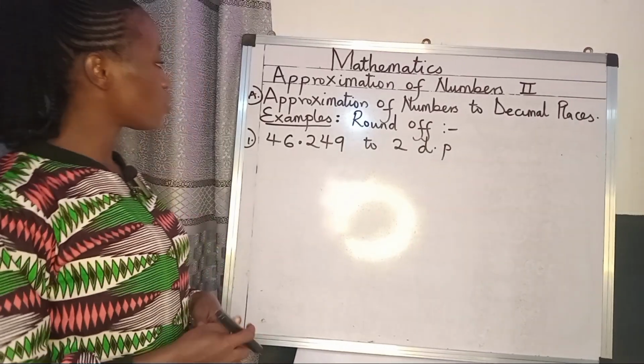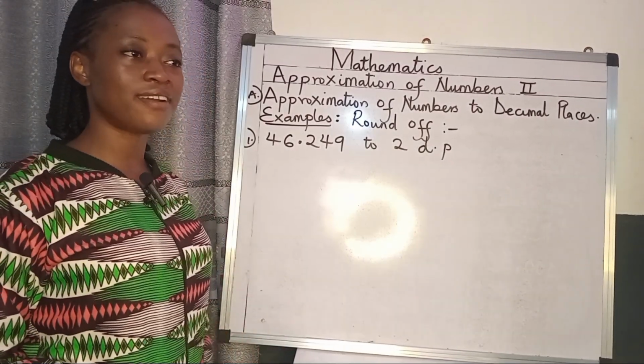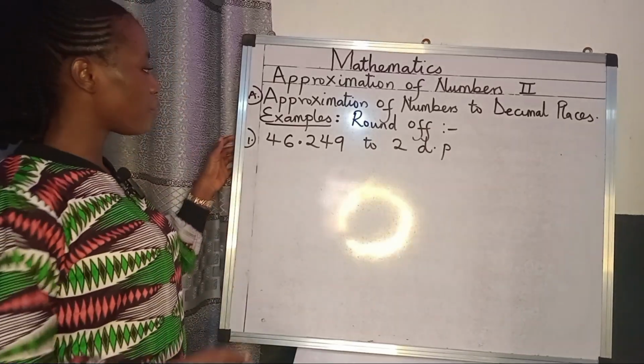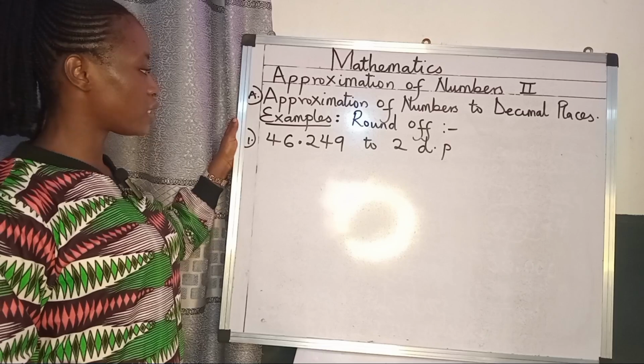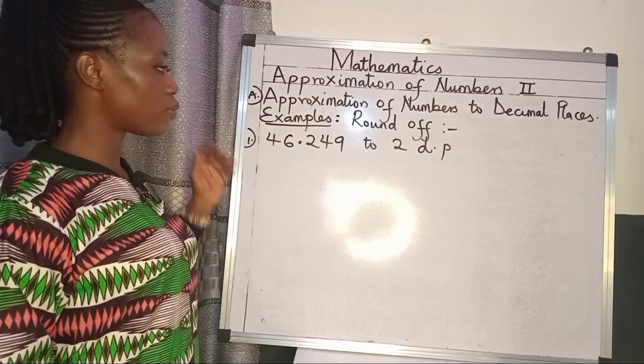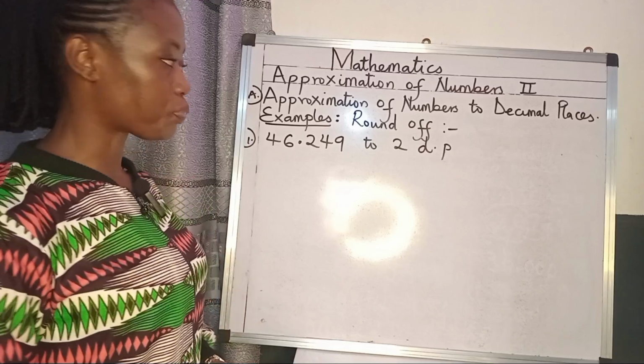Alright guys, let's look into approximation of numbers to decimal places. Alright, so we have a question on the board. You're asked to round off 46.249 to two decimal places. DP means decimal place, okay?